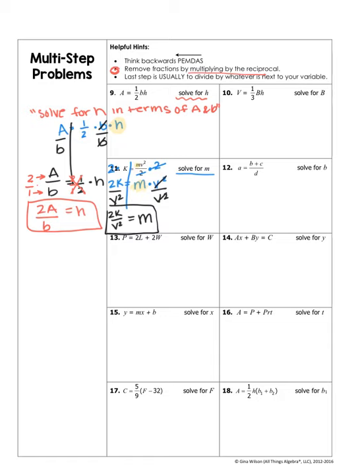On number 13, it says P equals 2L plus 2W, and it wants me to solve for W. So I want to get that W all by itself. So think about if this was an equation. I'm just going to do a very random example real quick. But pretend, if it'll let me change colors, that I have 24 equals 2 plus 2W. Like, think about what you would do first.